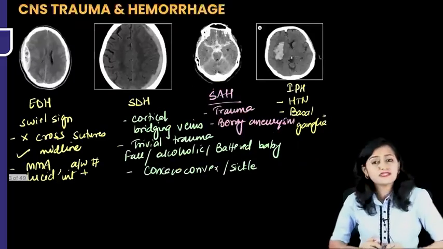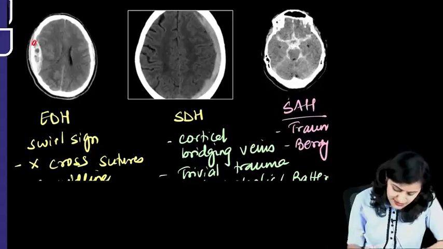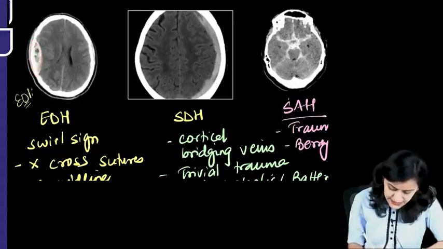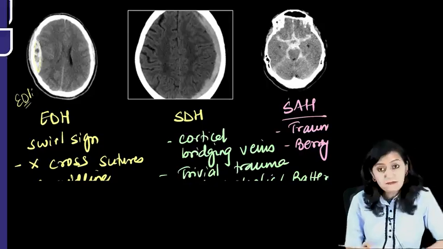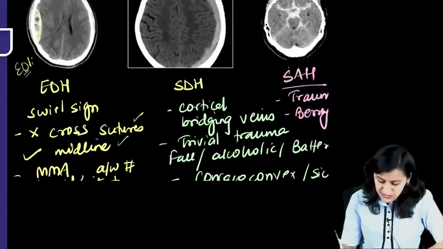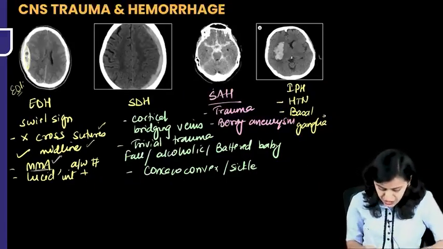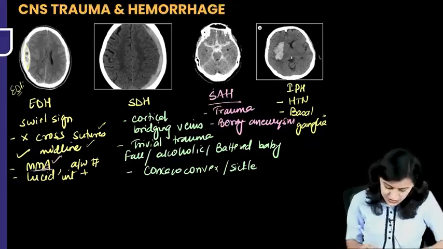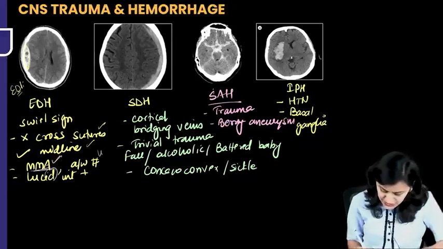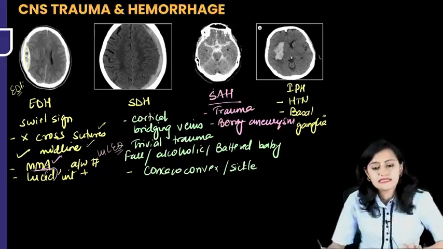Now, going to the pathology, CNS trauma and the various types of hemorrhage. The first one that we see here has this biconvex shape, the idly shape. EDH has this biconvex shape. Remember, it does not cross the sutures, but it crosses the midline. EDH is due to rupture of the middle meningeal artery, and it is associated with a lucid interval.